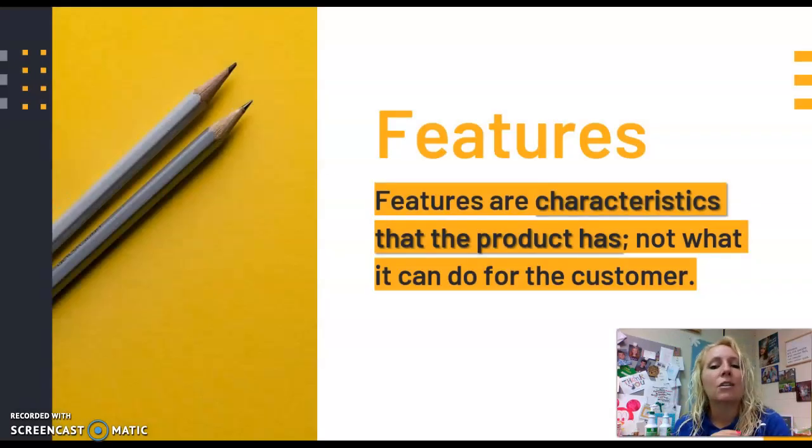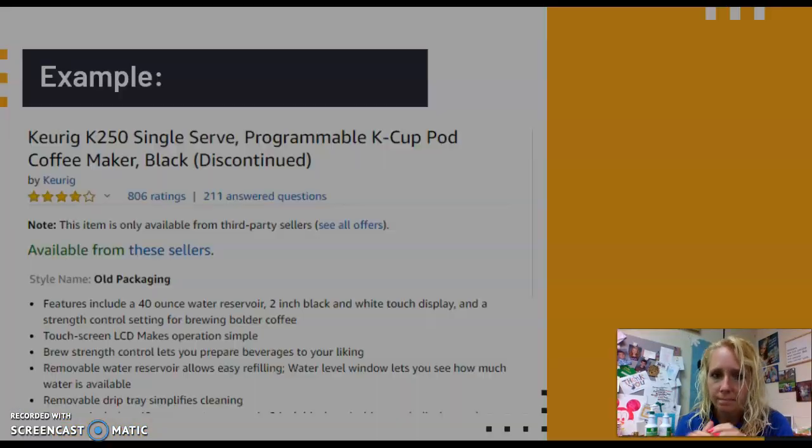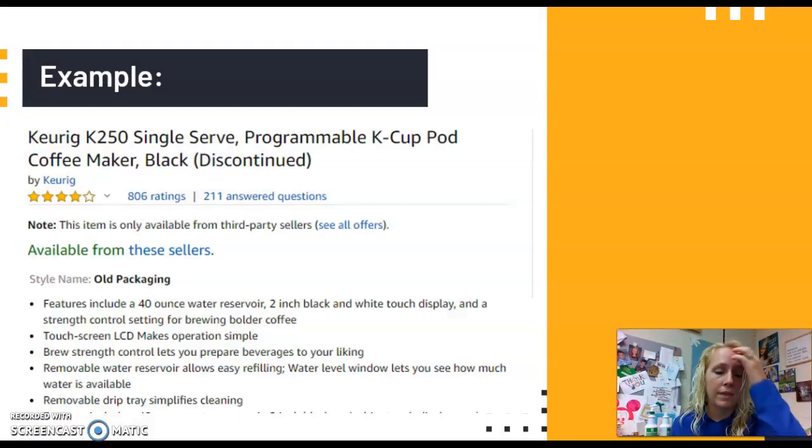Features, these are characteristics that the product has, not what it can do for the customer. So, for example, these are the stats for my Keurig. These are the features of my Keurig. It's not the benefits of it, it's the features of it. It is kind of the statistics of it. It's a programmable K-cup pod coffee maker. It talks about how much the reservoir holds. It has a removable water reservoir. All of that is the features of it.